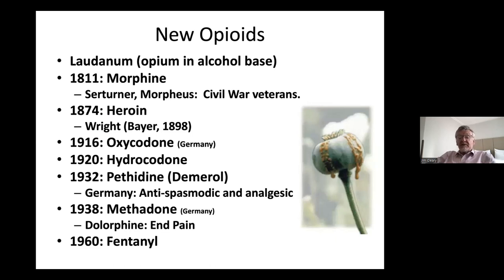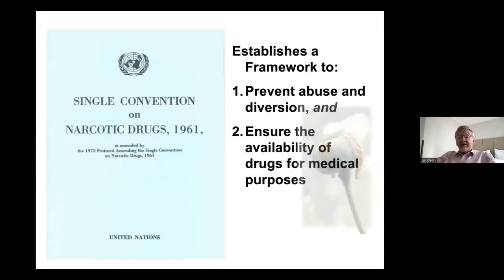In the 1960s, we saw the development of fentanyl by Paul Janssen in Belgium. And this was really the first significant synthetic opioid as we know it at the time. But around this time, the UN was creating the Single Convention on Narcotic Drugs. We've got these medicines out there, and I will try to use the word medicine all along and not drugs, but this is the Single Convention on Narcotic Drugs, so I can't change the wording of this. It established a framework to prevent abuse and diversion and ensure availability. It was not to restrict availability for medical purposes. It really was about how we make sure we have this available.